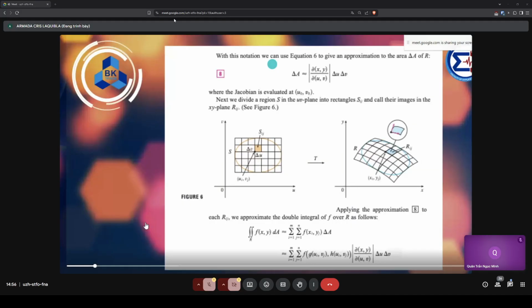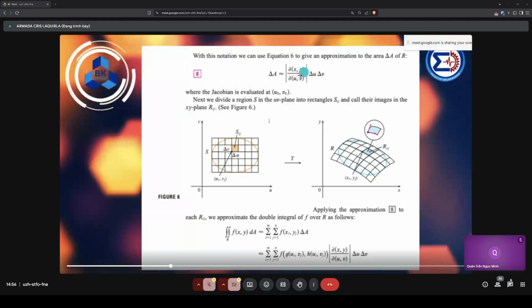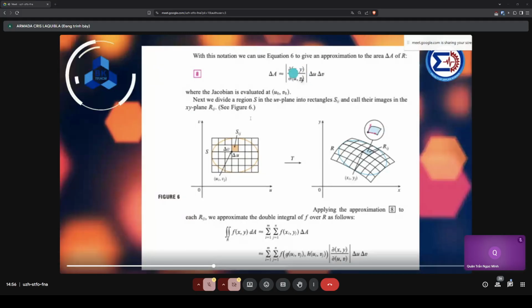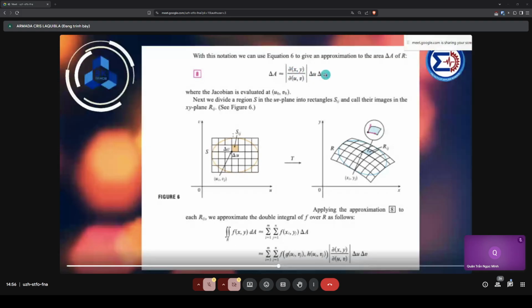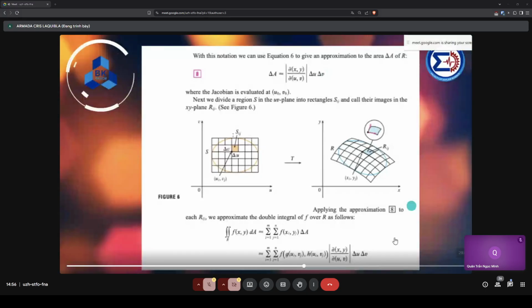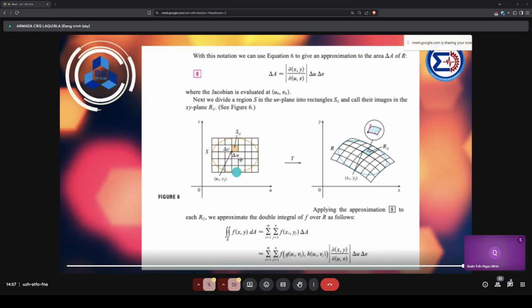So actually, class, the absolute value of that is your delta A. Your delta A is the absolute value of the Jacobian times delta u times delta v. So we have here this one is your region S, and this one, class, is your region R. Your S is in the uv plane, whereas your R is in the xy plane.